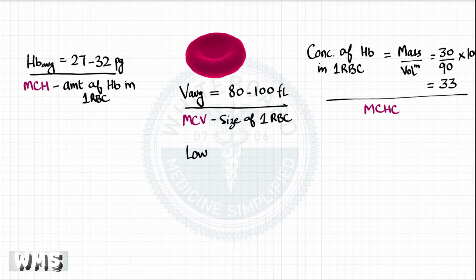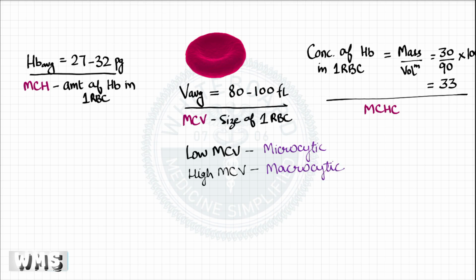So low MCV means the size of RBCs is smaller, that is microcytic, and high MCV means the large size of RBCs, that is macrocytic. And the normal MCV means the normal size of RBCs, that is normocytic.